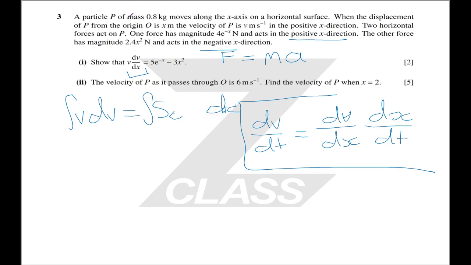Then, origin O. What it's saying when it says passes through O is really that O means that x is equal to 0, because it's the origin, right? So what we've been given here is that when x equals 0, v equals 6, that allows us to fix our value of c that we get from the integrals. Once we've got that, we just have a regular equation for v and x. So we put x in, we get v out by rearranging. Nice and simple.